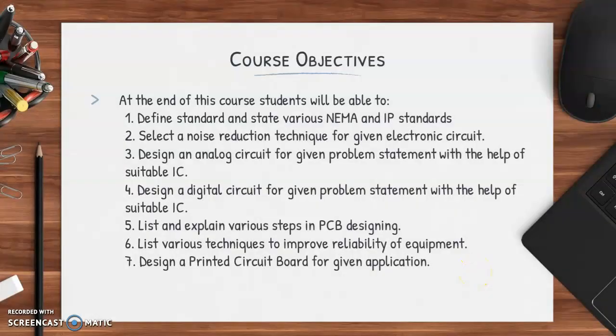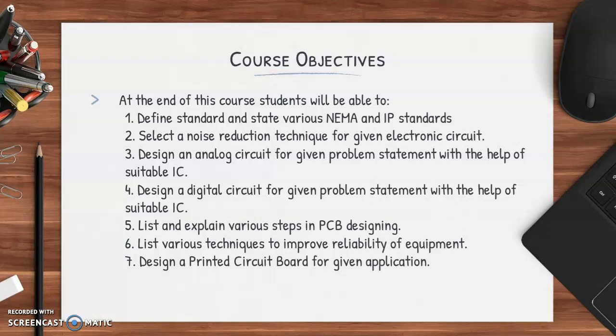These are the course objectives as set by myself. So at the end of this course ISD, students will be able to, number 1, define a standard. So what is a standard? And state various NEMA and IP standards. These standards are given in detail in ISD. Students should be able to select a noise reduction technique for the given electronic circuit. Students should be able to design an analog circuit for a given problem statement with the help of a suitable IC.